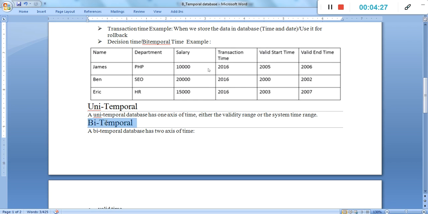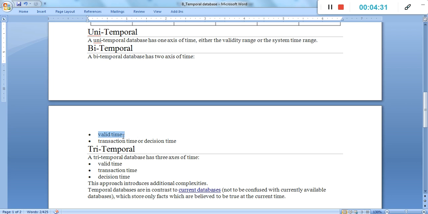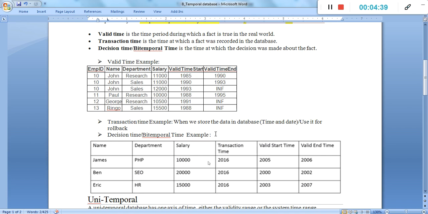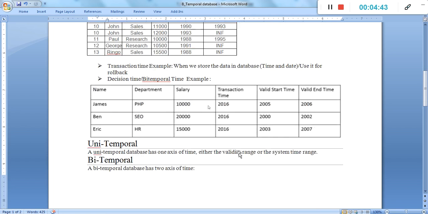Now a bitemporal database has two axes, the valid time and then the transaction time or decision time. The transaction time is simply when the record is inserted, and the decision time is when we take a decision to delete the record or roll back the record.